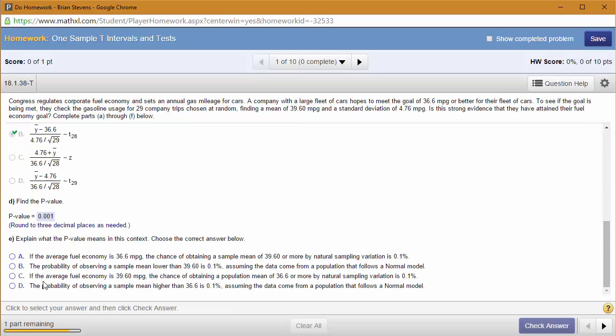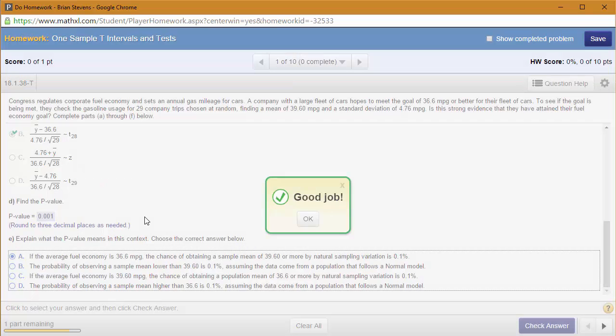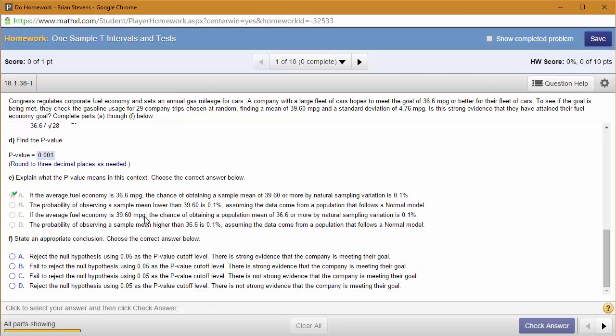Not likely to occur. Given that it's not likely to occur, right here I think we have a good answer. Let's read it. If the average fuel economy is 36.6, the chance of obtaining a sample mean of 39.6 or more by natural sample variation is 0.1%. That is perfect, almost. I mean, a different statistician might say a different thing, but that's really good. It's saying if the truth is 36.6, the results we saw are very unlikely to occur.